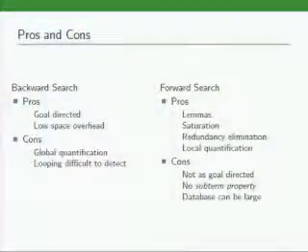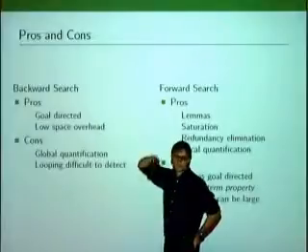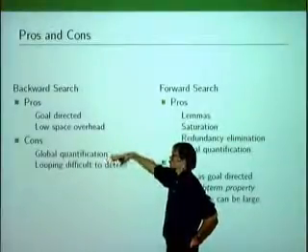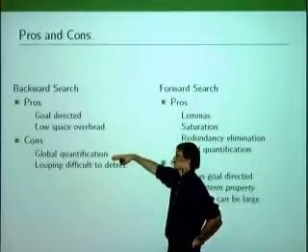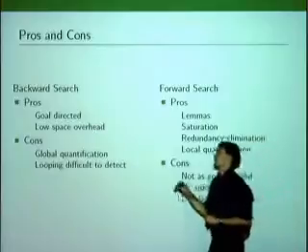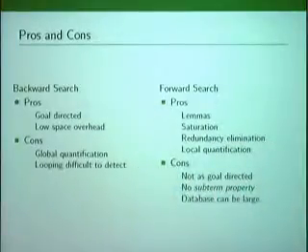Okay, and the pros and cons we've talked about. Backward search is goal-directed and has very low space overhead, just the stack of the sub-goals you're trying to prove. The cons are you have this global quantification property where you're having to undo your unifications. And looping is basically impossible to detect without re-implementing a forwards-based theorem prover.